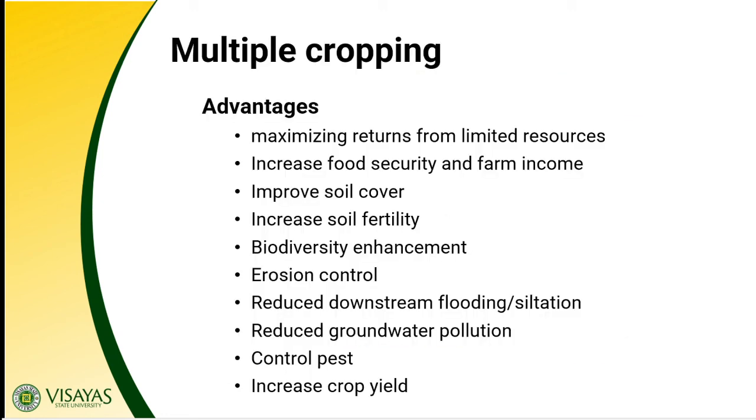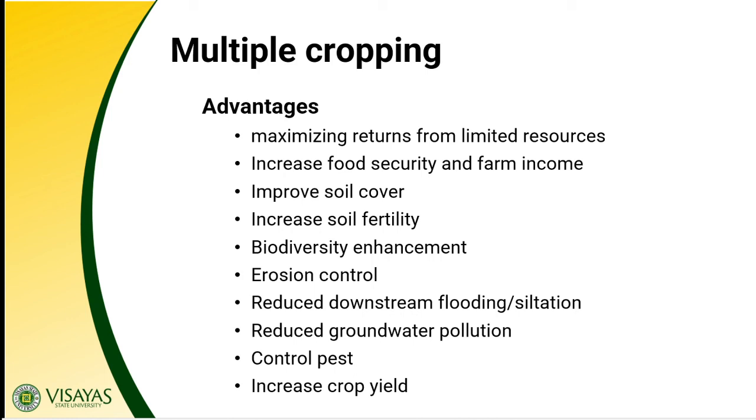Okay, all of those mentioned are types of multiple cropping system, and we will summarize the advantages of this multiple cropping system. Okay, the first one is maximizing returns from limited resources because there are many crops that are being planted, unlike in the monocropping system. There's only one crop being considered. Here in multiple cropping system, there is what we call diversification.